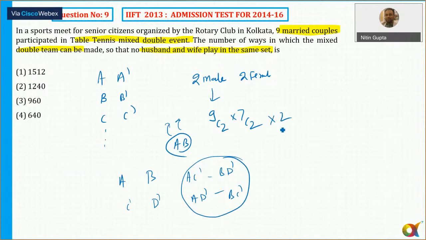For selection of any four players, there can be two possibilities. So 9C2 into 7C2 in 1. Is often 1, 1, 5, 1, 2. Any doubts to anyone now?